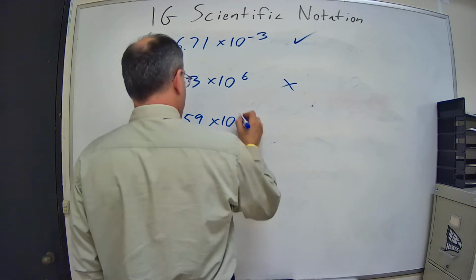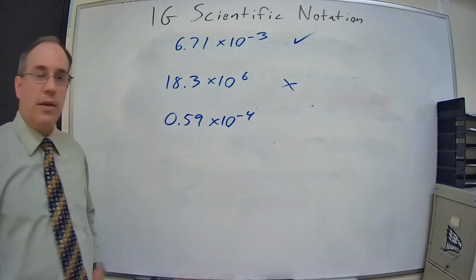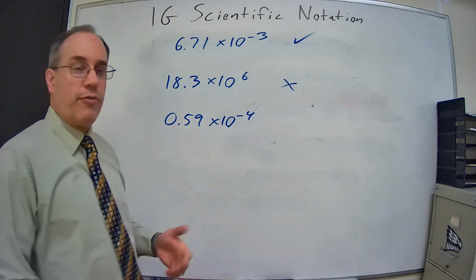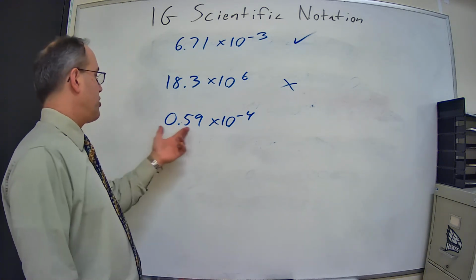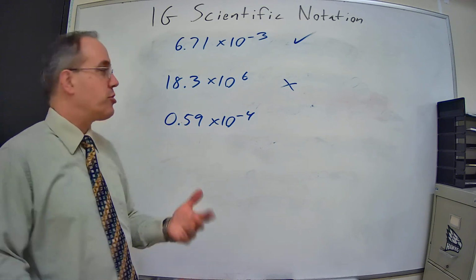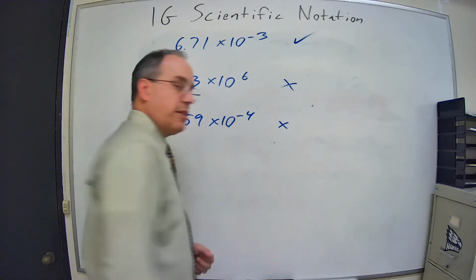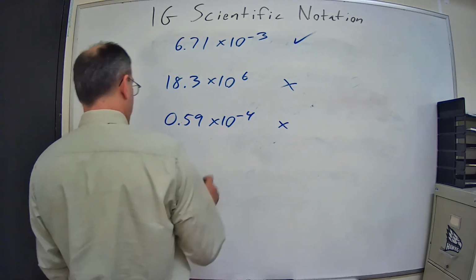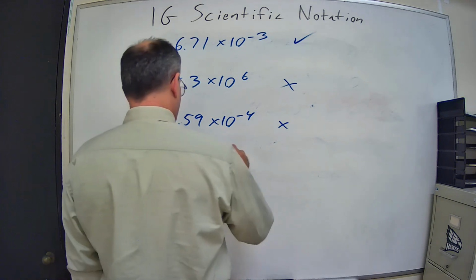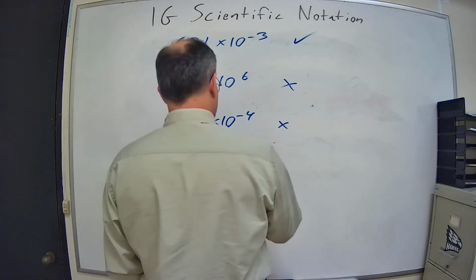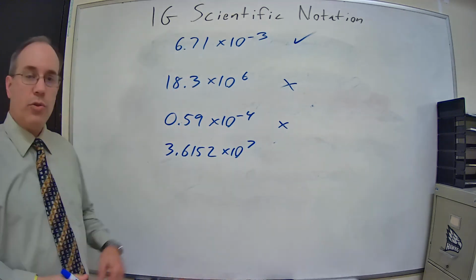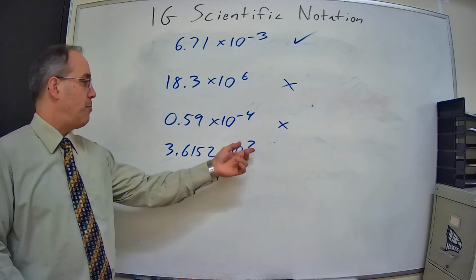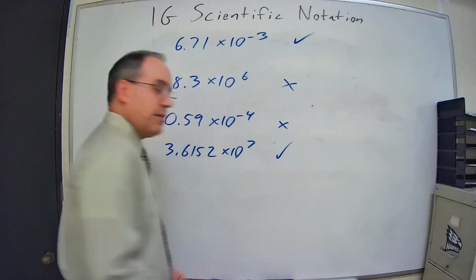0.59 times 10 to the negative 4. Is that in scientific notation? 0.59, we're looking for a number between 1 and 10. 0.59 is less than 1, so no, that is not in scientific notation. 3.6152 times 10 to the 7. Looking for a number between 1 and 10, yes. Multiplied by 10 to some power, yes. That is in scientific notation.